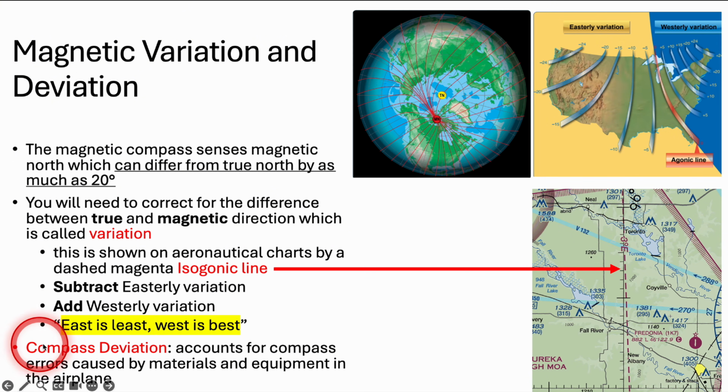And something else to keep in mind is magnetic deviation, which is going to be the error in your magnetic compass in the aircraft. And that error is going to be caused by materials or different electrical fields in your aircraft.